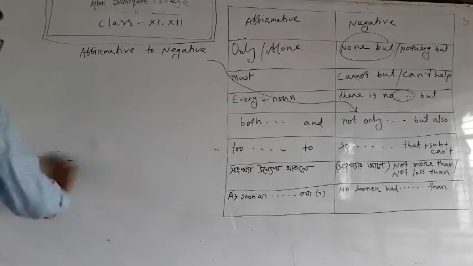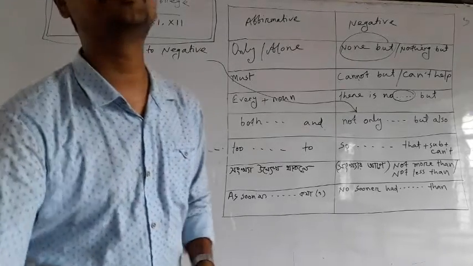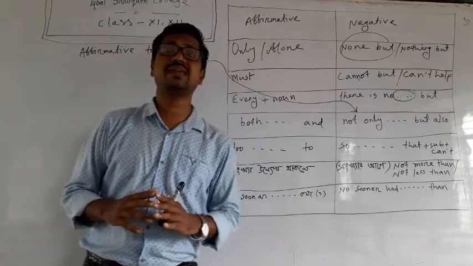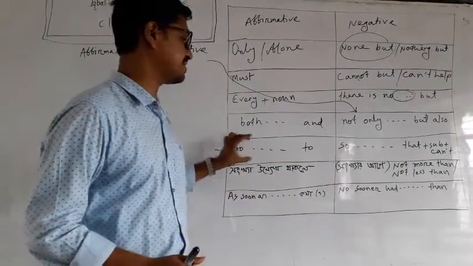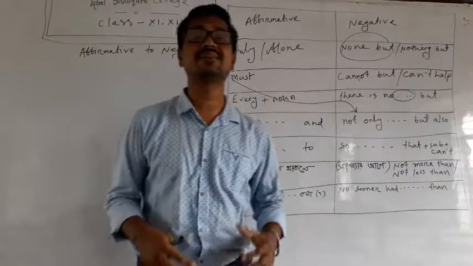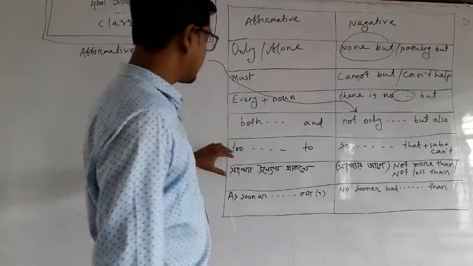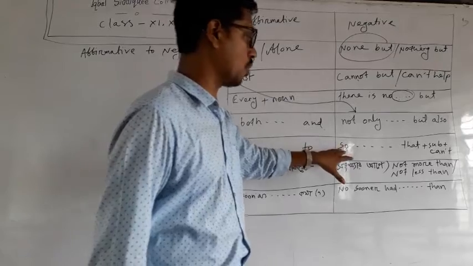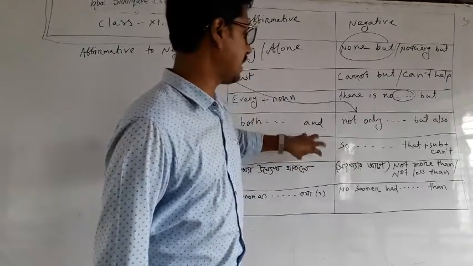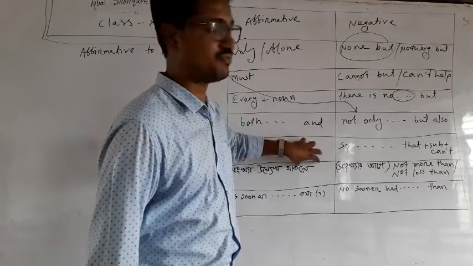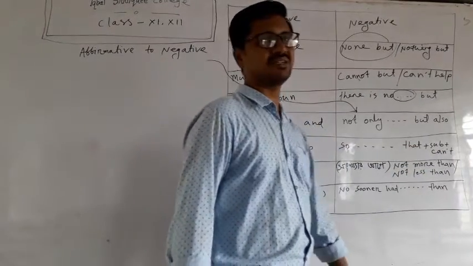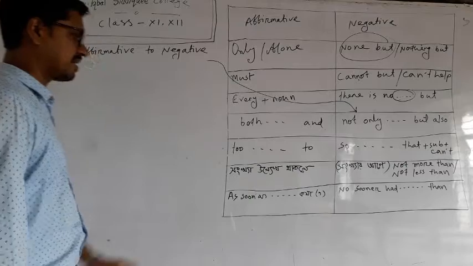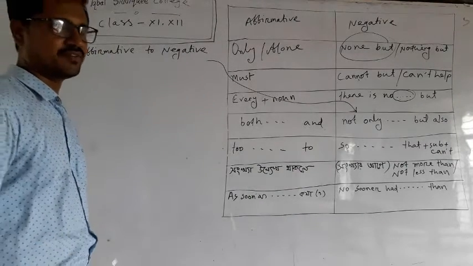There we got "too". It means something which is excessive. The first "too" means something which is excessive, and the second "to" is the infinitive "to". In place of the first one we have to use "so", and in place of the infinitive "to", we have to make "that" plus subject plus "cannot". Which is the subject? The subject of the previous sentence, I mean the affirmative sentence.